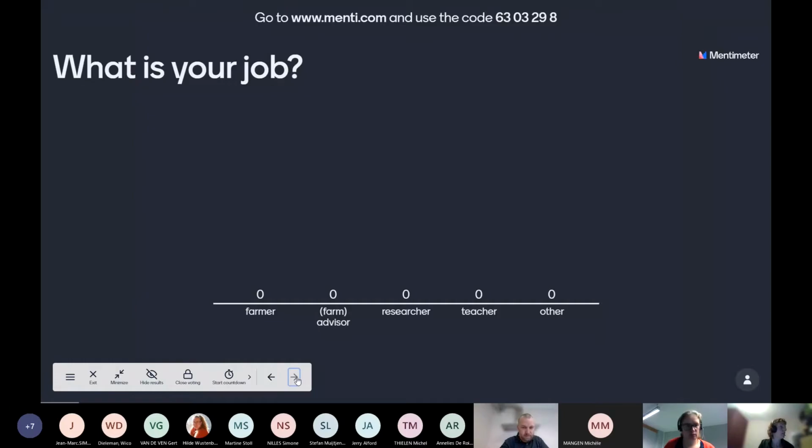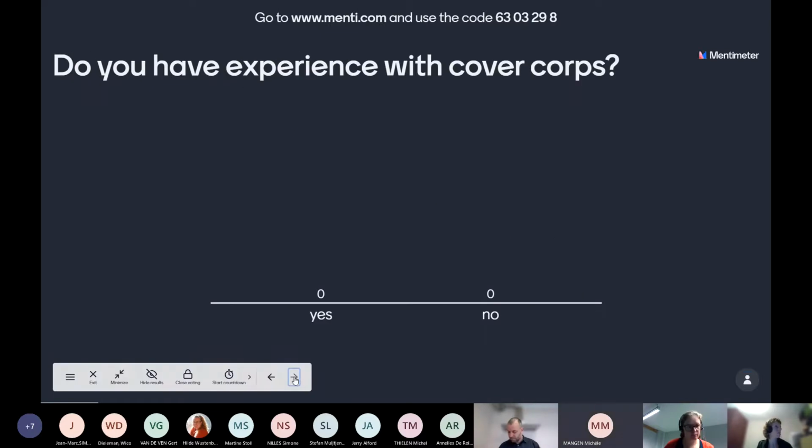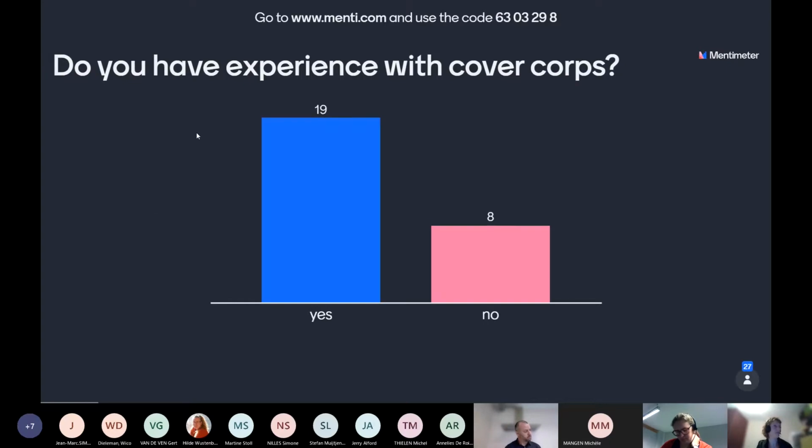So before we start, I think it's nice that we get an idea of who is participating. Quite some farmers, super nice. Now curious if you have already experience with cover crops. Okay, so we are here talking with a group with quite some experience.